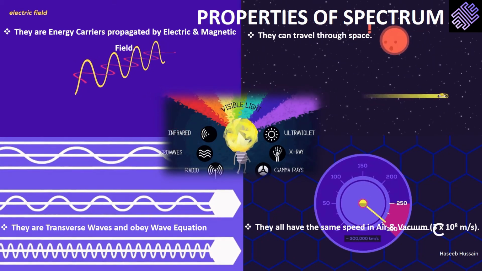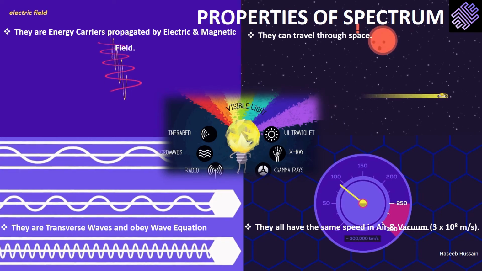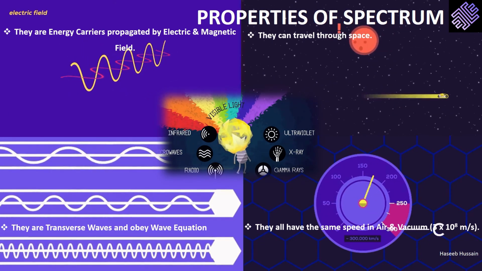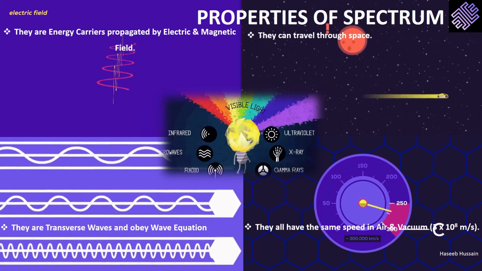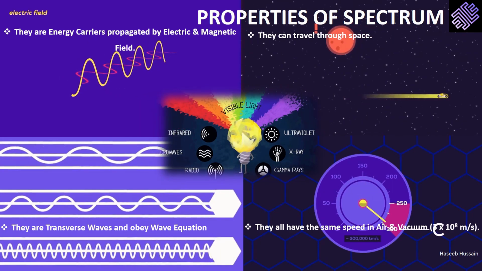The interaction of disturbance between electric and magnetic fields allows all of them to travel through space. All of the waves in the spectrum have the same speed, c, which is roughly 3 multiplied by 10 to the power 8 meters per second. This is known as the speed of light.